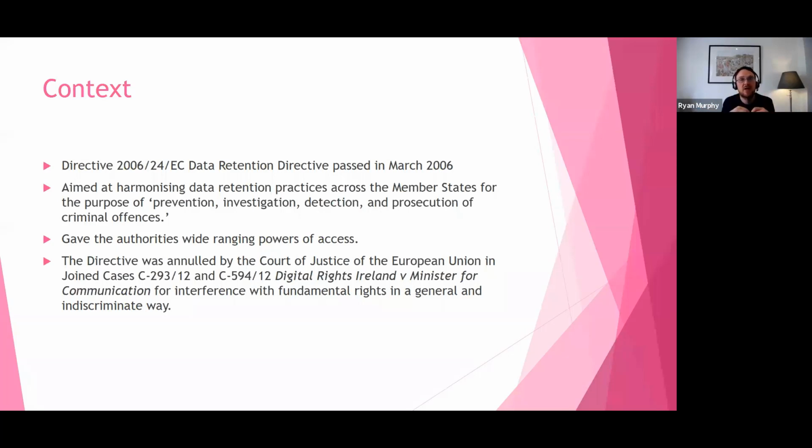You had a directive that was passed to harmonize data retention practices. That directive was later annulled, ruled unlawful, made a nullity by the European Union's own court. So let's see what the impact of all of this has on the English legal system and how the English legal system interacts, in particular with European Union law. But that's just an example of how the English legal system interacts with various of its international partners.